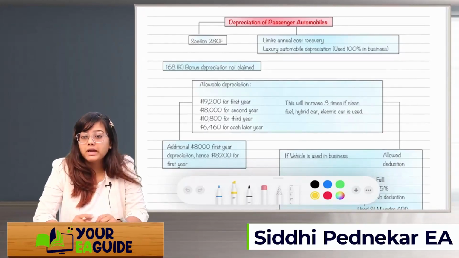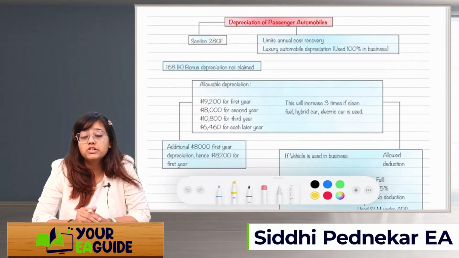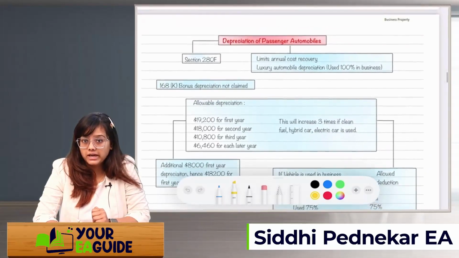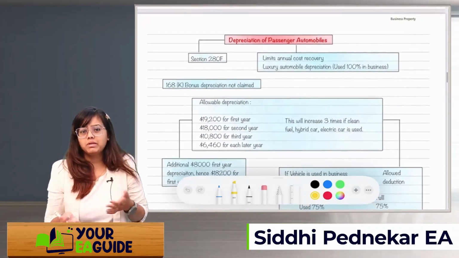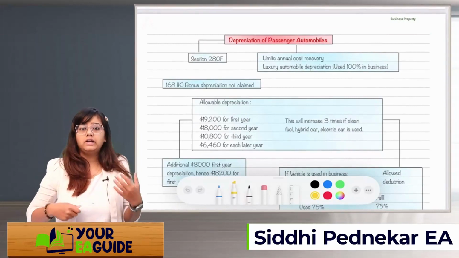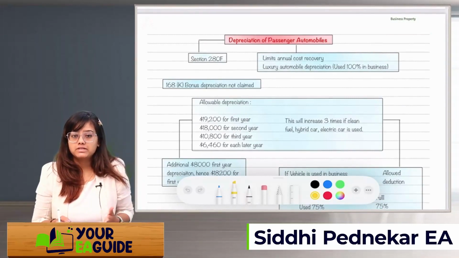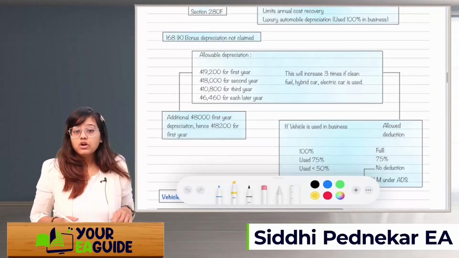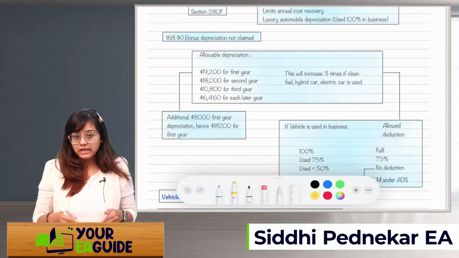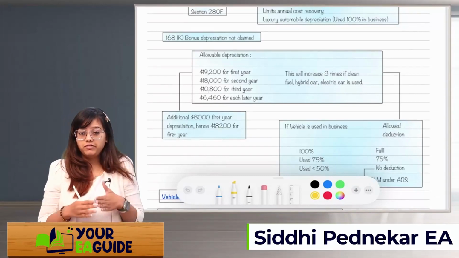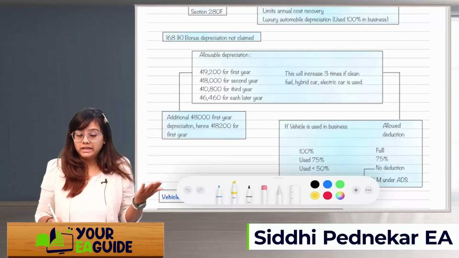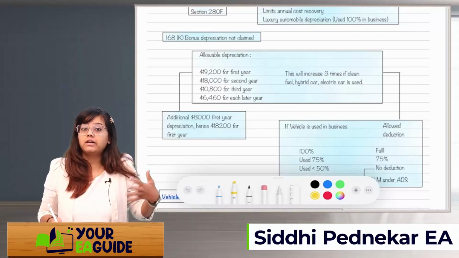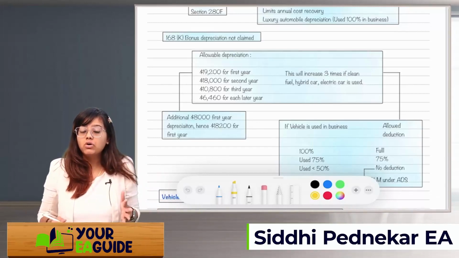If it's a luxury automobile, then it should be used 100% in the business. If the 168K bonus depreciation is not claimed, then only this depreciation method will be applicable. If you have already claimed the bonus depreciation, then you cannot again take the depreciation on the passenger automobiles. What will be the allowed depreciation? For the first year, the year of purchase, you can take 19,200 straight away, a flat amount, as depreciation. Second year, you can take 18,000. Third year, you can take 10,800. And each year later than the third year, you can take 6,460 as depreciation.